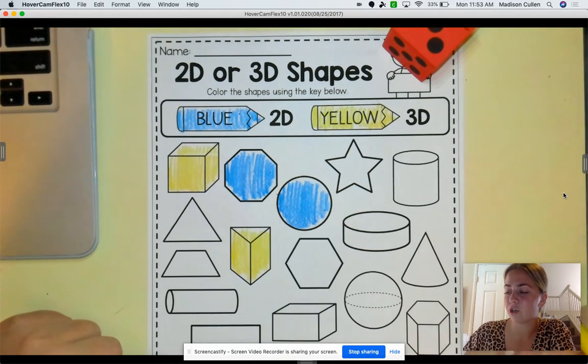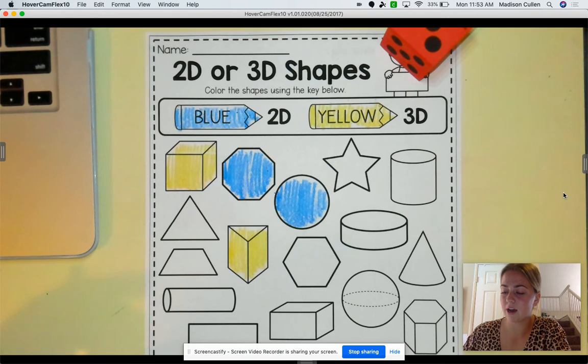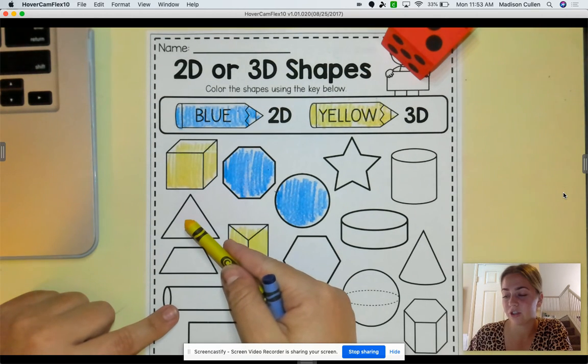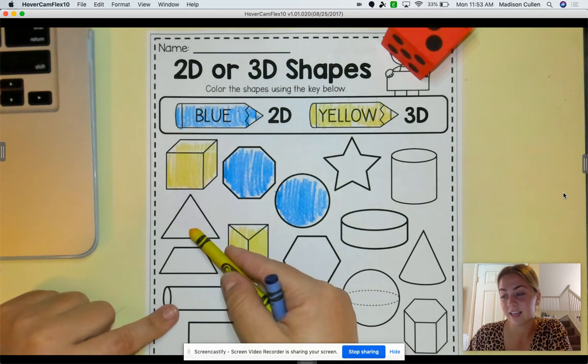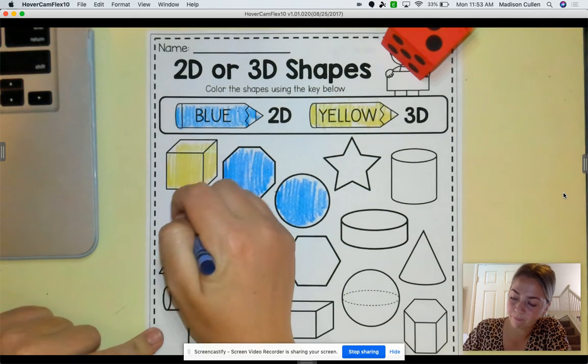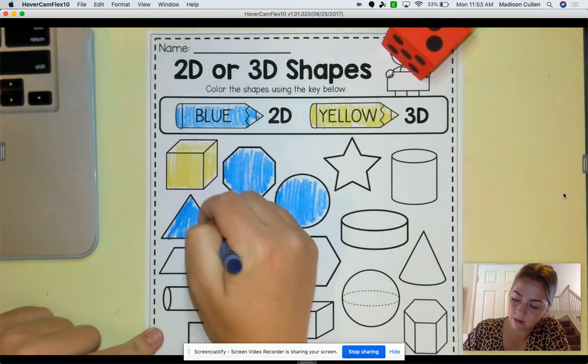Okay, let's do two more. What about this triangle? Do you think he lays flat? Is he 2D or 3D? He is 2D, right? He lays flat on my paper. You guys are doing so good.